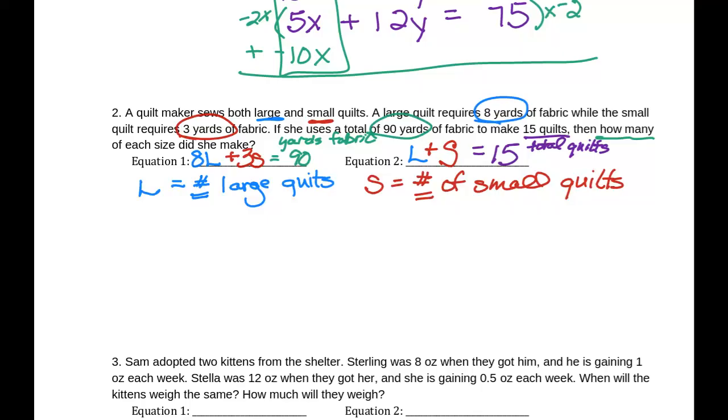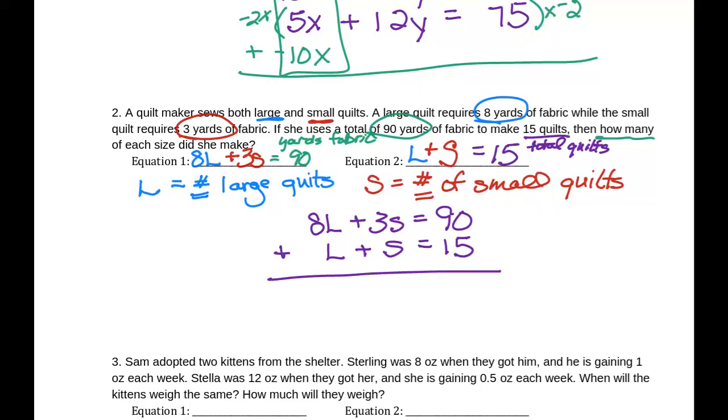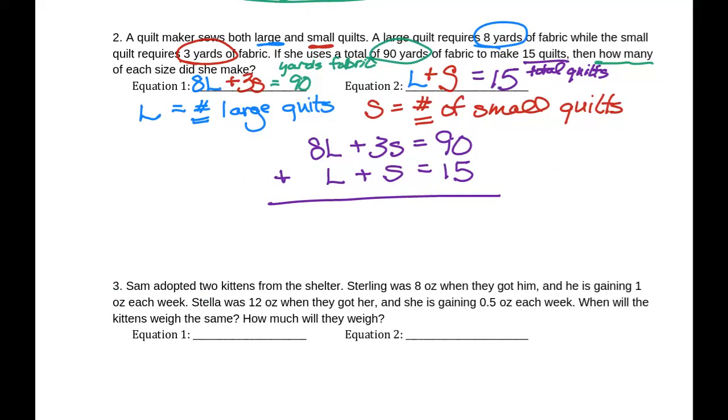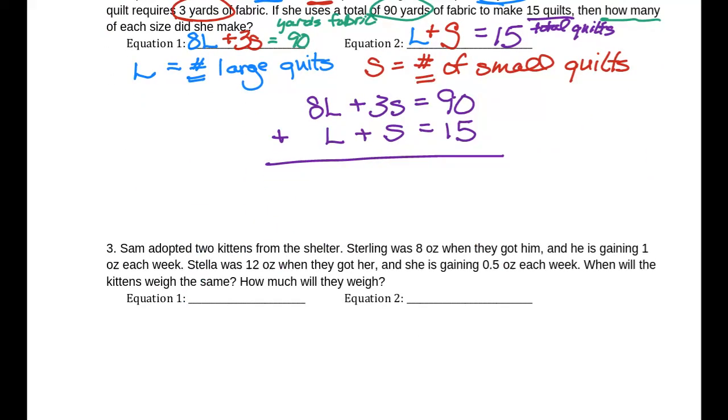So these are my 2 equations. I'm going to write them below. 8L plus 3S is equal to 90. And L plus S is equal to 15. All right, let's go. We got one more. See if we can get this one in. And we're not going to worry about solving them today. Probably going to work on solving at least the bottom 2 tomorrow.